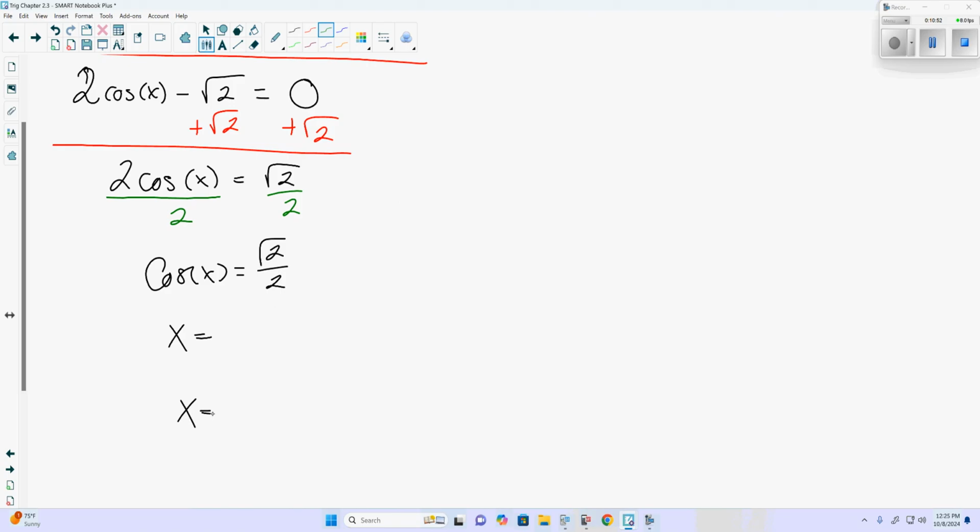Now we need to find what angles give us a cosine value of square root 2 over 2. On the unit circle, we're looking at the x values, the first value of the ordered pair. One of them is going to be pi over 4, and the other is 7 pi over 4. In context, this is the first quadrant, and this is the fourth quadrant. We're in the first and fourth quadrant.